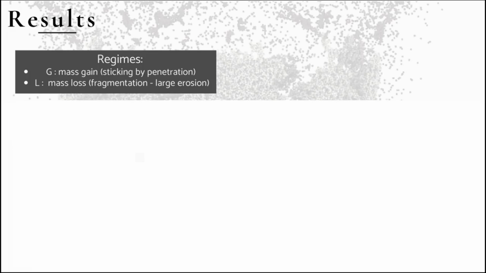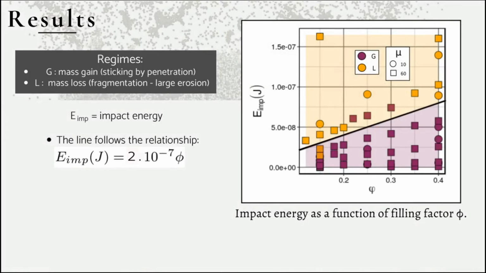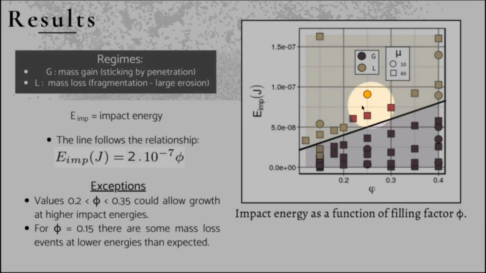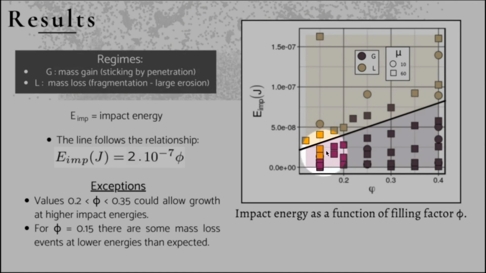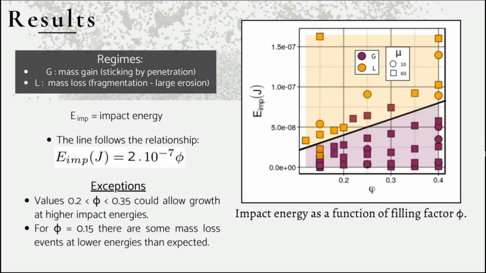An interesting relationship could be established between the initial energy of the system and the resulting regime. If we plot the impact energy as a function of the initial filling factor, we find a linear relationship that separates the regimes very well for all mass ratios and velocities studied here, but with two exceptions. Intermediate values of filling factor between 0.22 and 0.30 result in growth at higher energy than expected. The explanation is the transition between the petal structure and the piston effect that takes place at these intermediate values of filling factor. And for filling factor 0.15, there are some mass loss events at lower energy than expected.